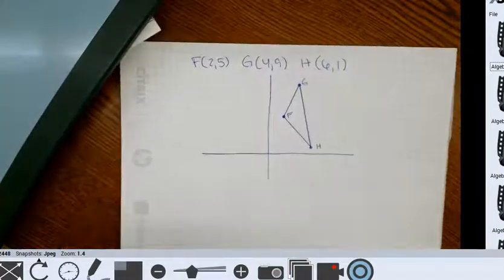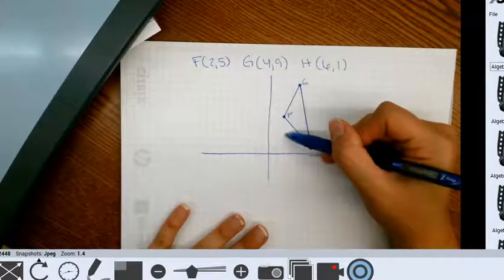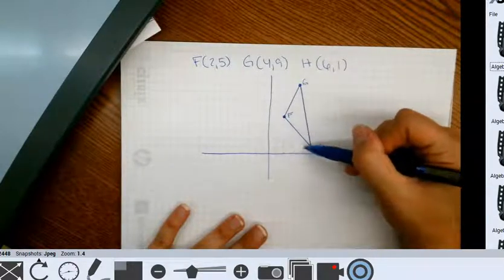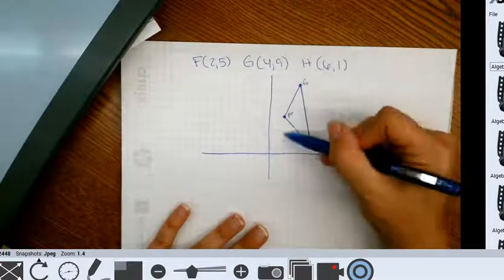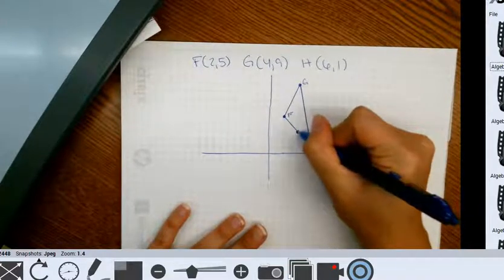So it's made up of medians. We need to know where our midpoints are. So if we're going down 1, 2, 3, 4 over 1, 2, 3, 4, half that would be down 2 over 2. Right? Down 2 over 2, down 2 over 2. There's my midpoint.